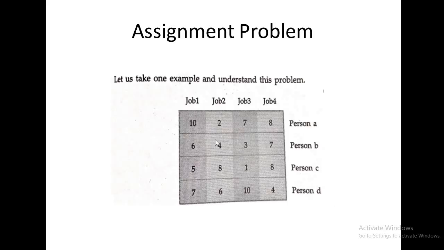Let us consider an example and understand the problem. Job 1, job 2, job 3, job 4. Here the persons are A, B, C and D. From the problem we are going to select the minimum value from each row. From the first row, 10, 2, 7, 8, the minimum value is 2. I select the minimum value 2.